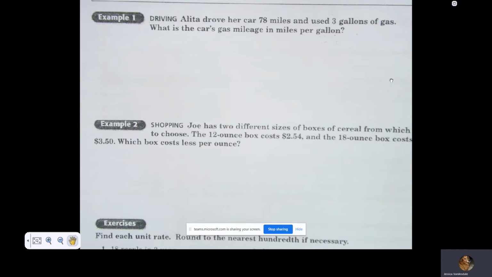Okay, so if it is 78 miles and it's 3 gallons and it's miles per gallon, how many miles per gallon? Get your calculator. What's 78 divided by 3, Day? 26 miles. Oh, 26. Yeah. Okay. I have it right here too. All right, 26. So your answer is 26 miles.